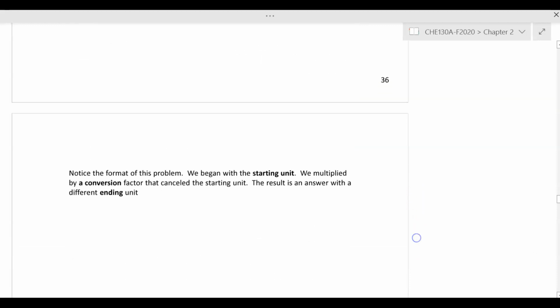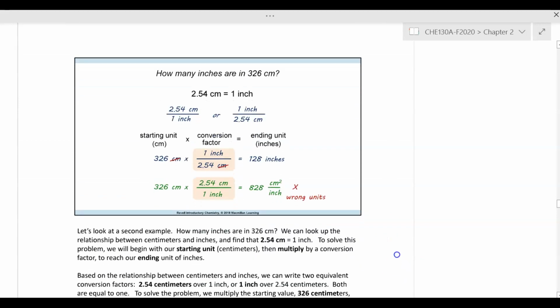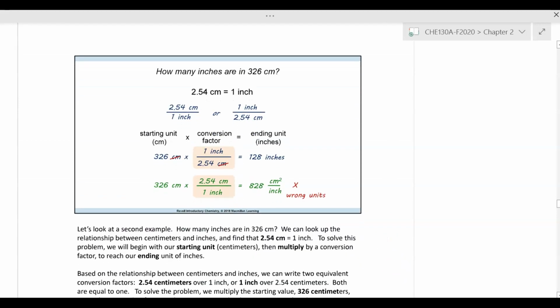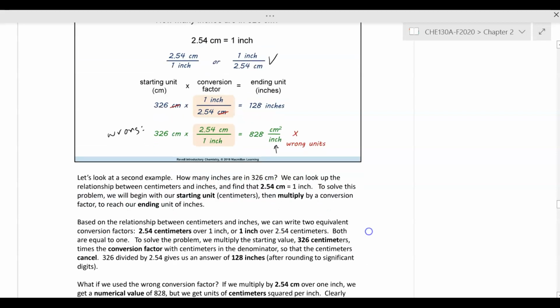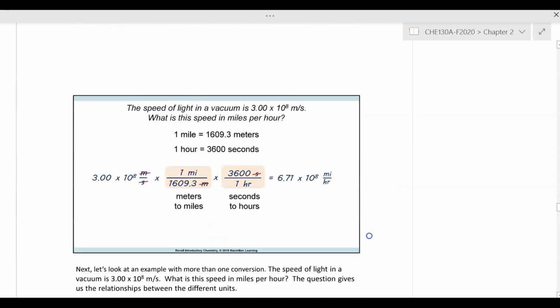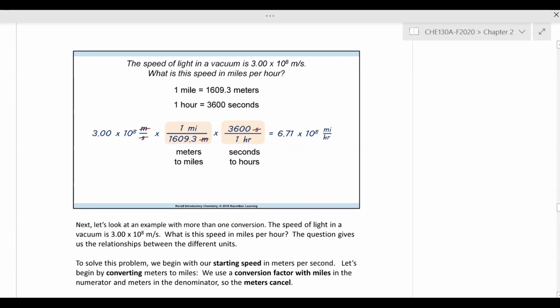One of the tricks to chemistry is learning all the different ways to recognize the different conversion factors that are out there. So here's an example calculating the inches in 326 centimeters. And again, we select this version of the conversion factor to do it. If we use the wrong version, then we get units that don't make sense. We've got centimeters times centimeters divided by inches, so we got the wrong units, and that tells us that this would be the wrong way of doing it. So if you're careful about those units, you shouldn't go wrong.